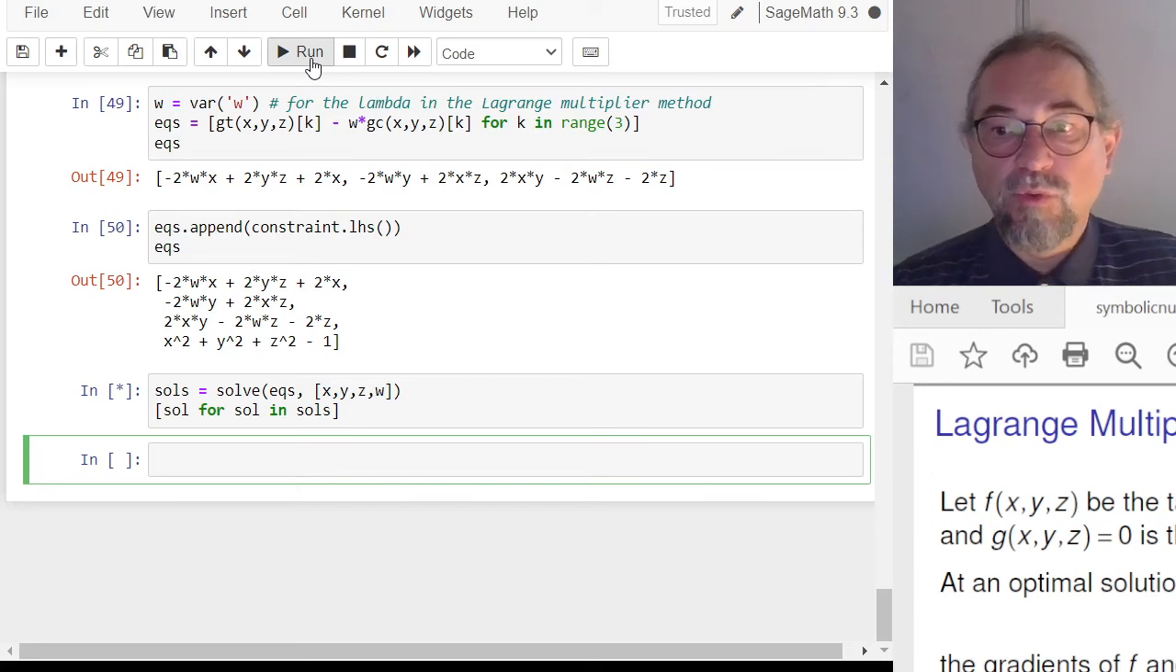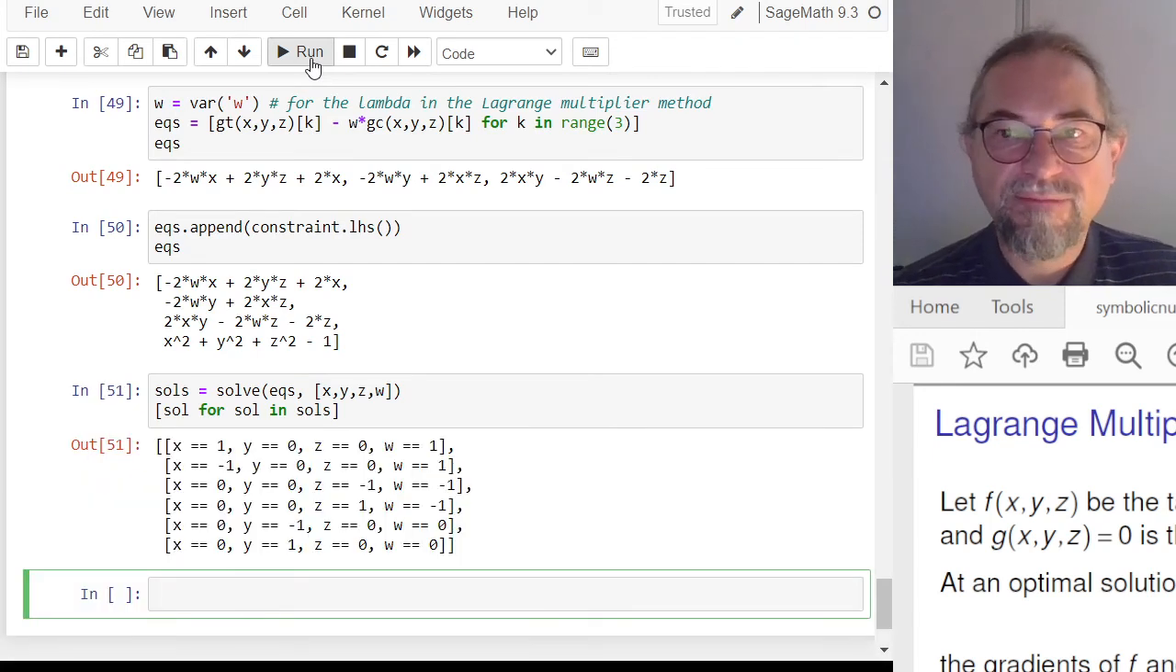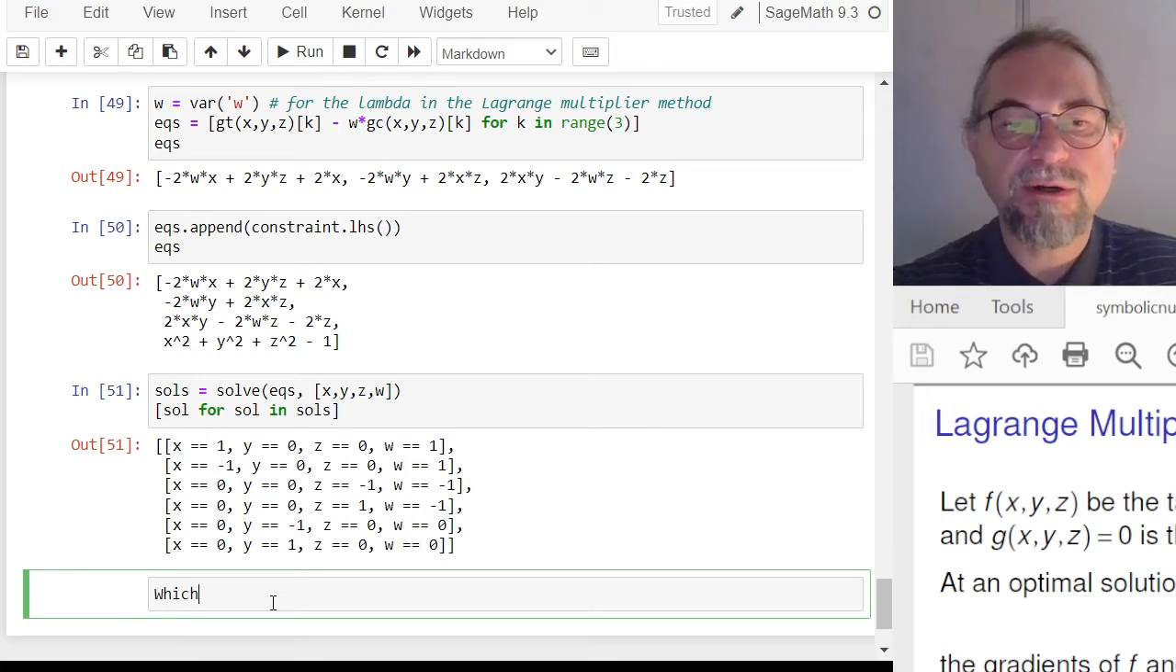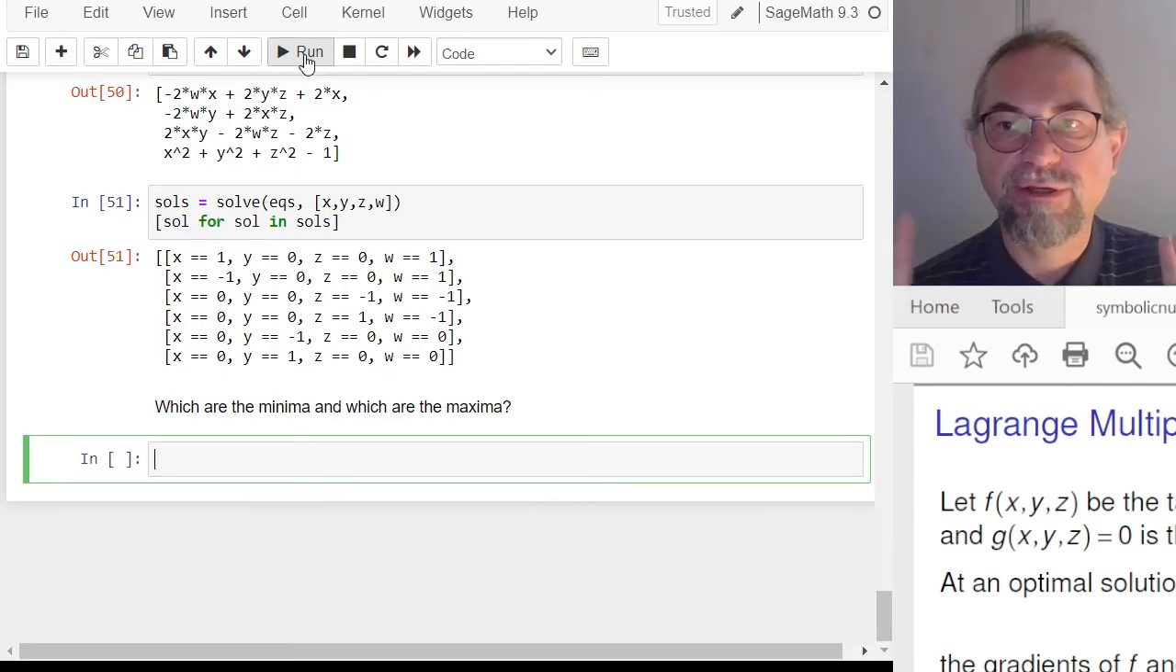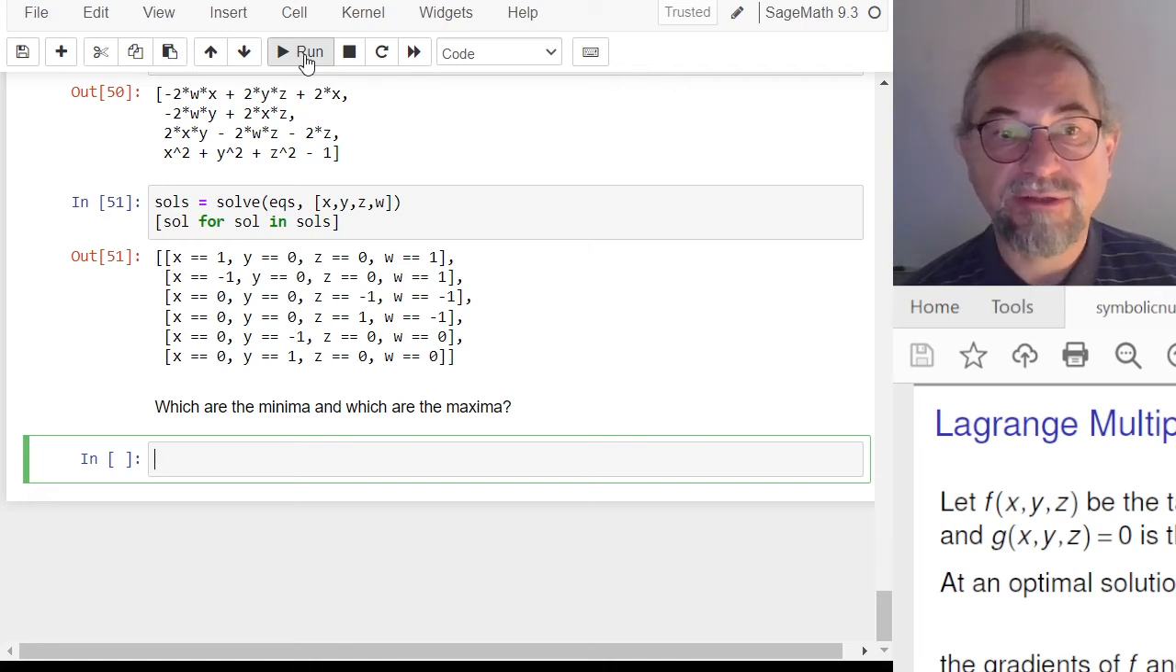Okay, and that is almost it. So I still have about 4 minutes to interpret the results. Which are now the minima and which are the maxima? I have 6 critical points where the gradients are parallel to each other. I have to evaluate this at the target.